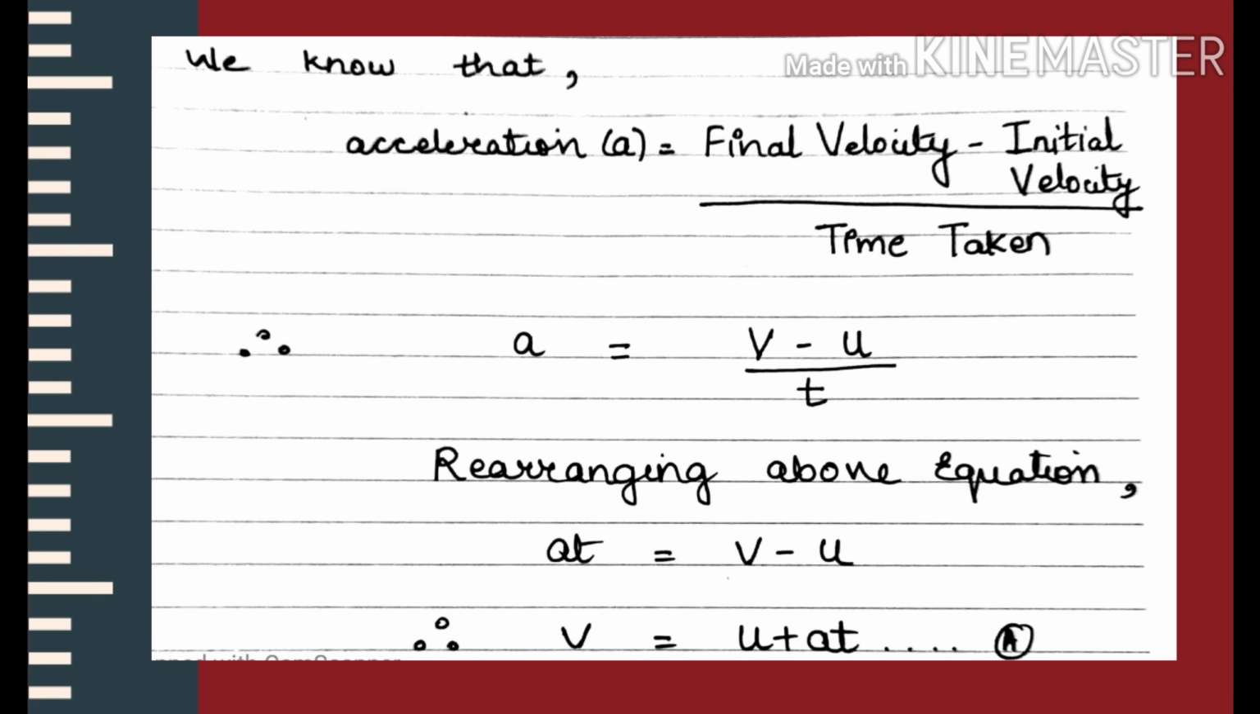Now, what is the formula of acceleration? Acceleration is equal to final velocity minus initial velocity upon time interval or time taken. Mathematically it can be written as small a is equal to v minus u upon t. Now, rearranging the above equation, we send the time t from the denominator to the left hand side of the equal to sign. So what we get is at is equal to v minus u.